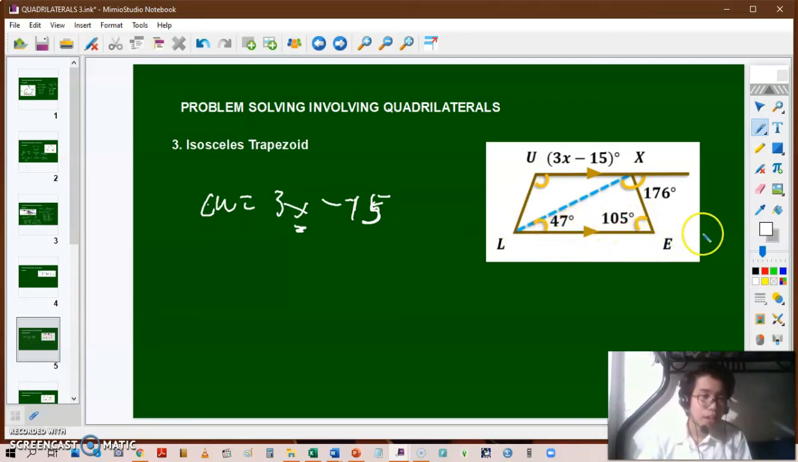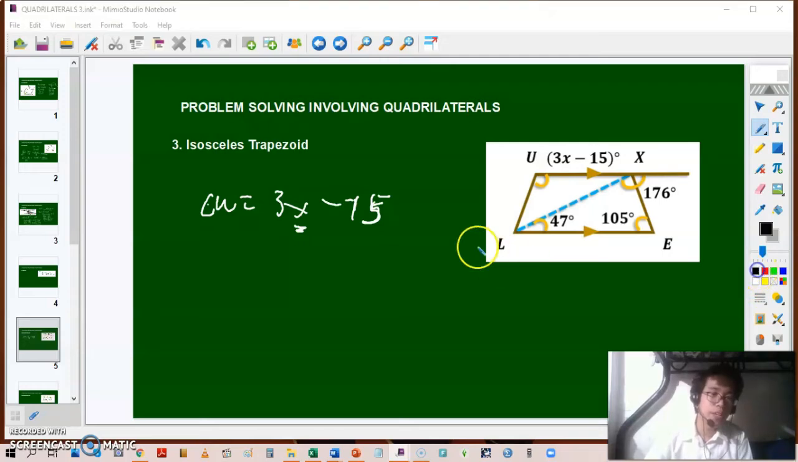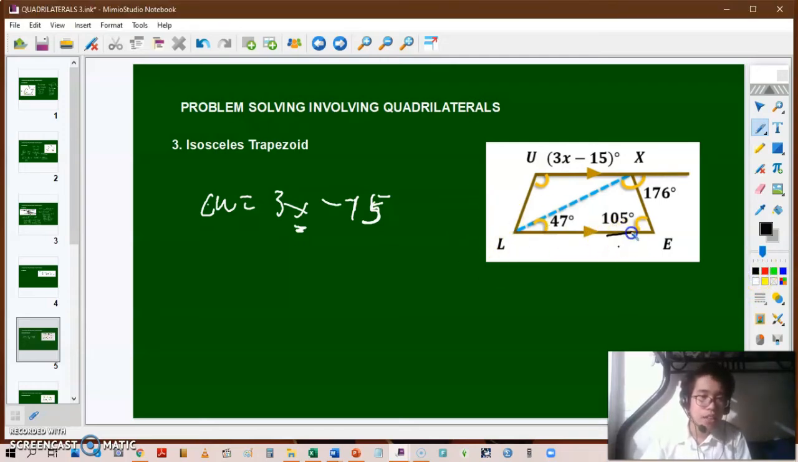So if angle E measures 105 degrees, then angle L must also measure 105 degrees. But we only have 47 degrees here. So how do we get the measurement of this angle right there?